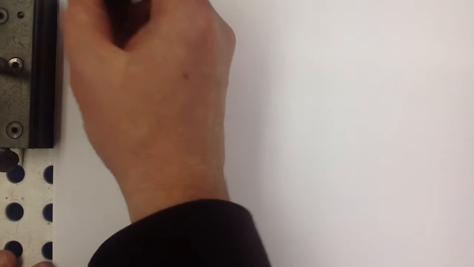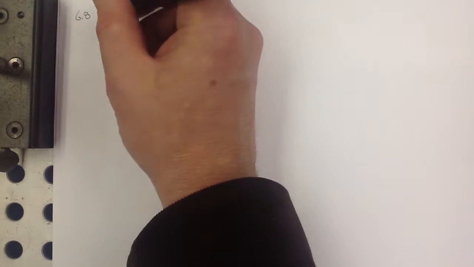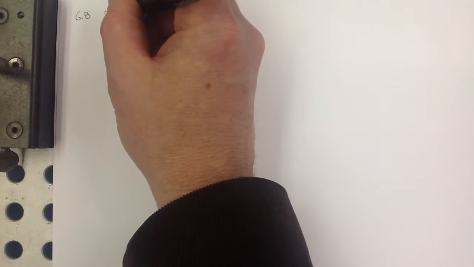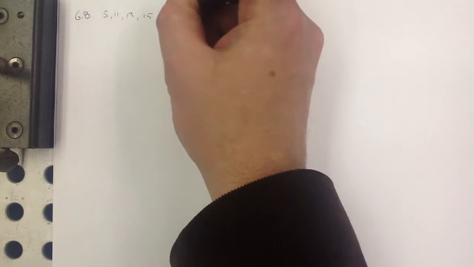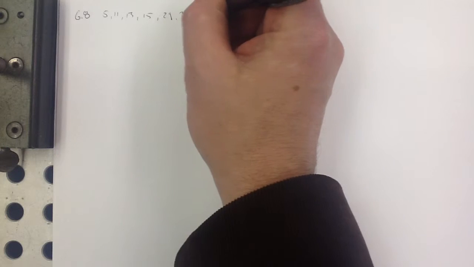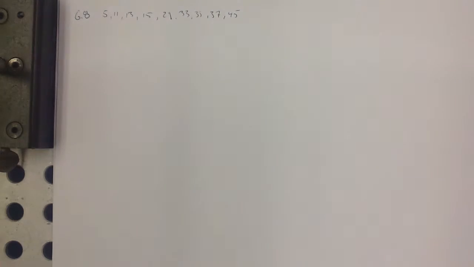Okay, these are the U substitution problems from 6-8. I'll just write the numbers down here at the top: 5, 11, 13, 15, 29, 33, 35, 37, and 45. I'm going to work through them pretty fast here to try to keep this video a reasonable length. So please be prepared to do lots of pausing and picking up of things as you need to.